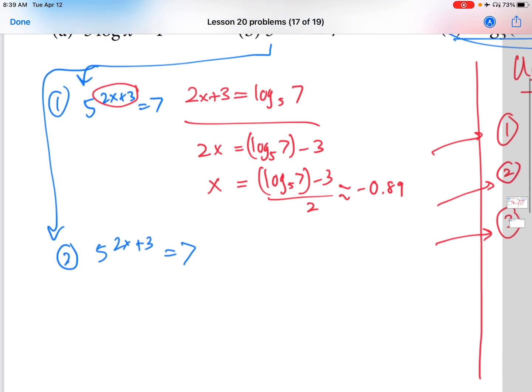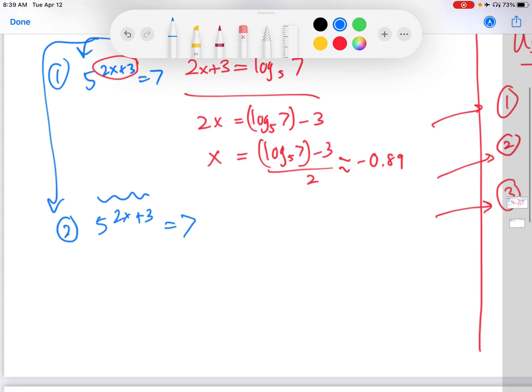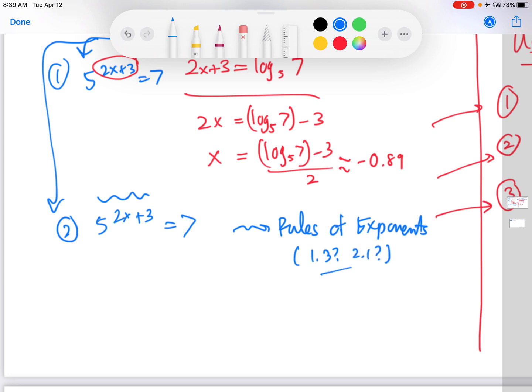Well, I could work on the left-hand side instead of immediately converting it to what we did before. And what do I mean by working on the left-hand side? I could use all the rules of exponents. We covered that in an earlier video in this series, maybe video 1.3 or 2.1. I can't remember the exact number, but check the earlier videos in this series and you'll see me talking in detail about the rules of exponents.